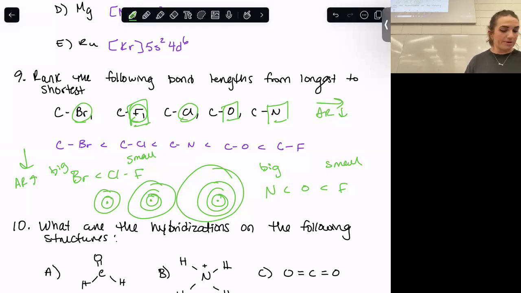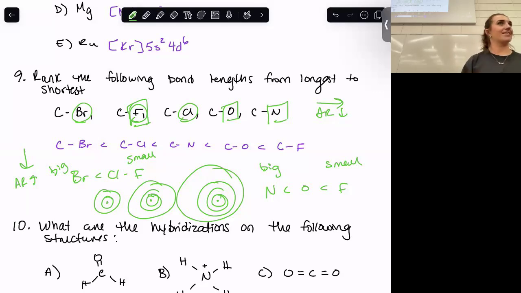The carbon fluorine would be, the carbon would be in between the chlorine and the nitrogen, because your carbon is more left on your periodic table compared to your nitrogen, and the atomic radius decreases as you go across. So carbon's going to be bigger than nitrogen, which will be bigger than oxygen, which is bigger than fluorine. Does that make sense?